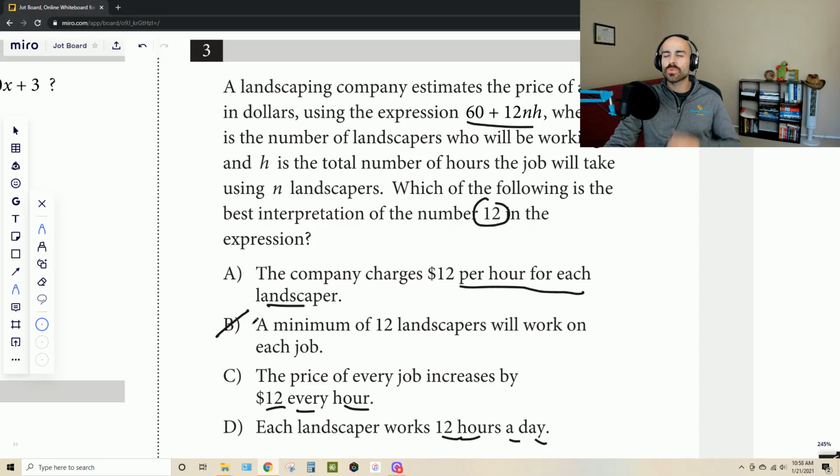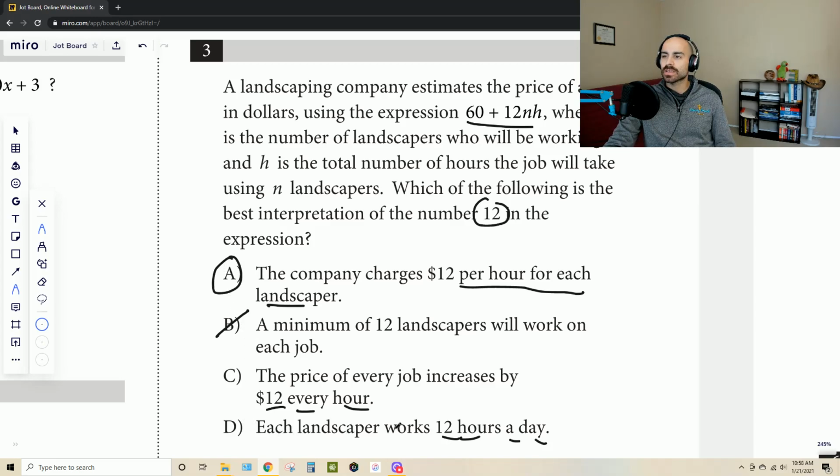A minimum of 12 landscapers is not what's going on here. That sounds something more along the lines of what would be on your y-axis, plus the y-axis here is 60 anyway. So we can see that that's the initial charge, though that's not going to be relevant in this question. Then we have A, C, and D left over. And we look at the answer being correct for A, but let's figure out why D and C are wrong.